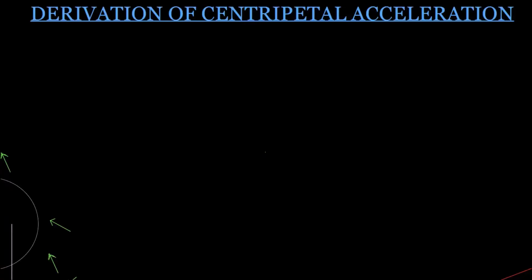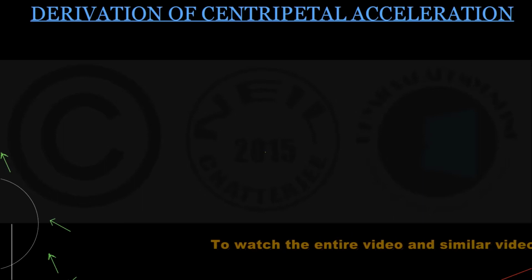Now in this section we shall learn about derivation of centripetal acceleration. Now centripetal, this word actually means center seeking. That means something directed towards the center of a circle. Since we have got some basic knowledge about circular motion, we have told earlier that circular motion can be of two types.